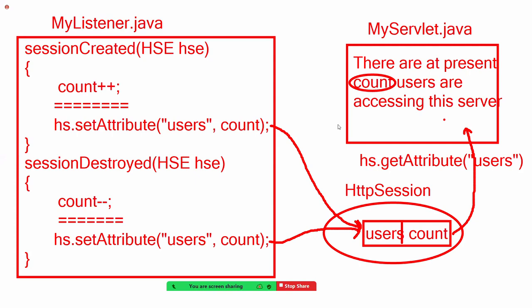Counting the number of users and counting the number of views are different. Counting the number of views is already one small program, where in a service method we wrote count plus plus. This is different, that is different.